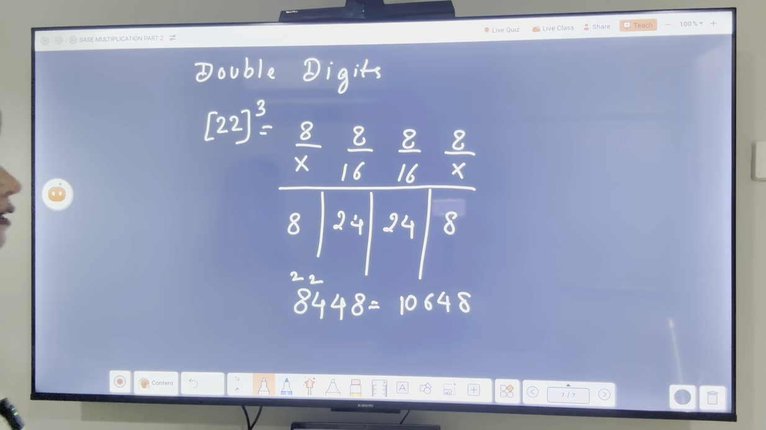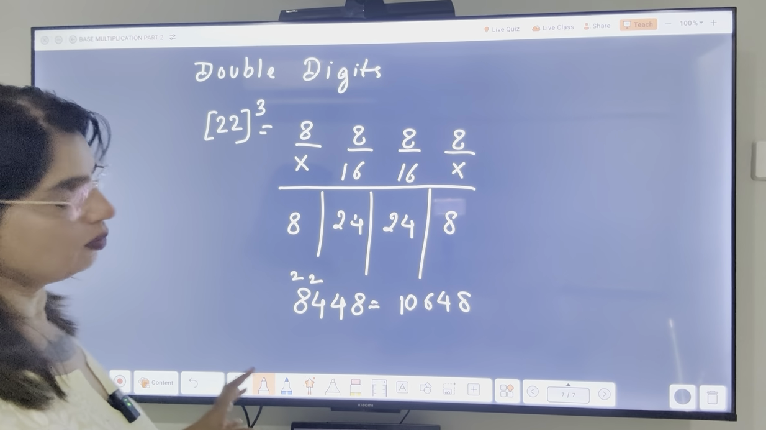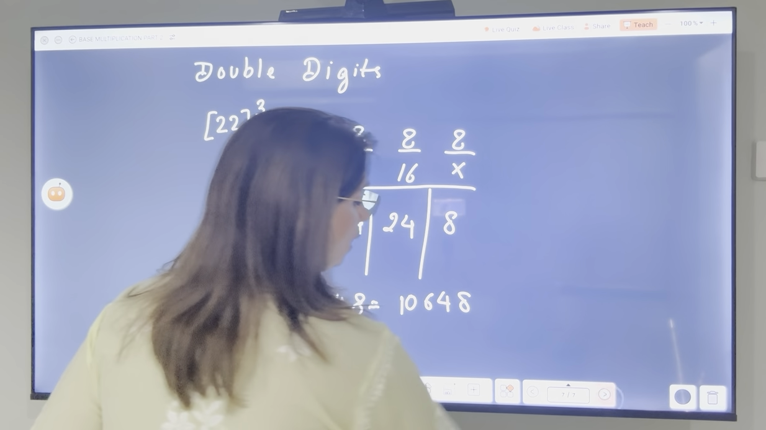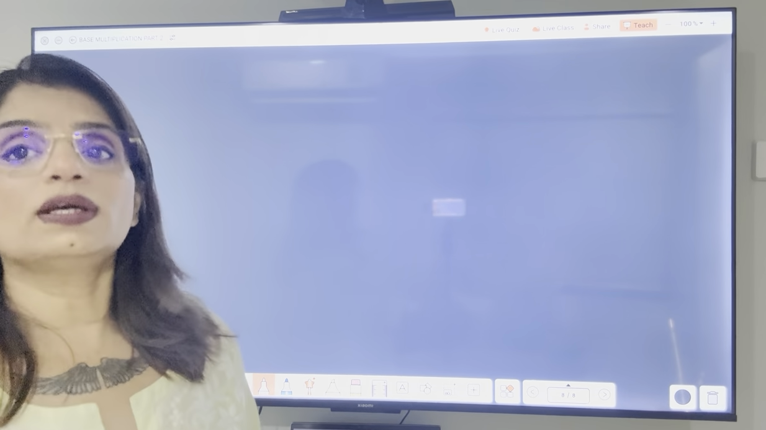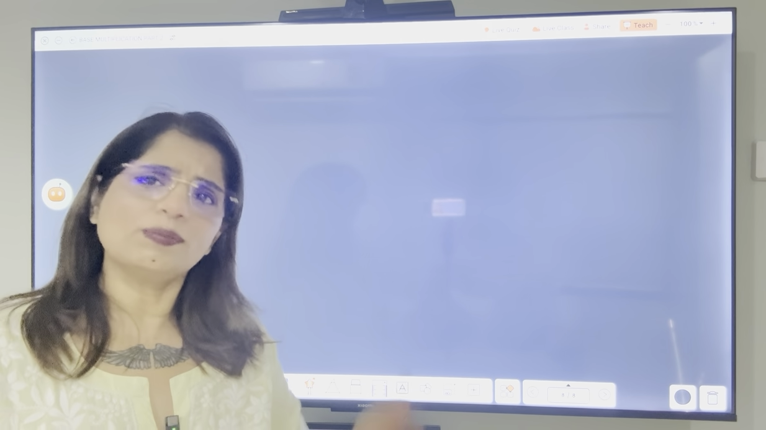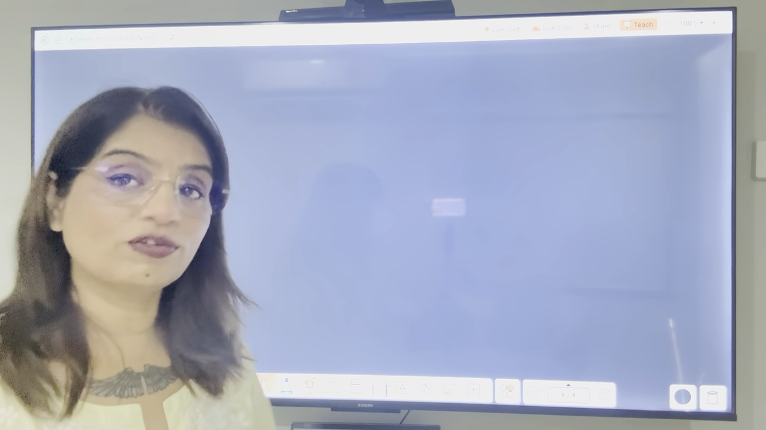I hope you guys are getting it. It's very easy, absolutely not difficult at all right? You can try this on 33 cube, on 44 cube, on 55 cube and put your answers in the comment. Let us see how far you are right.